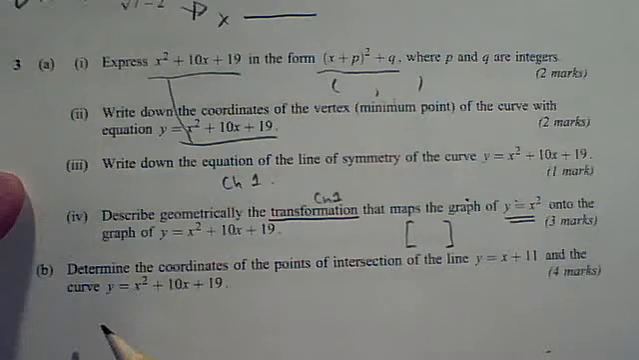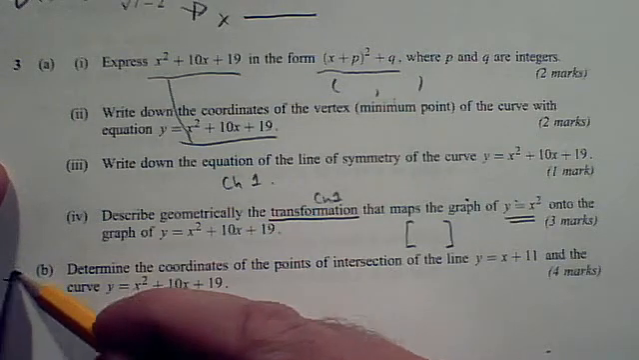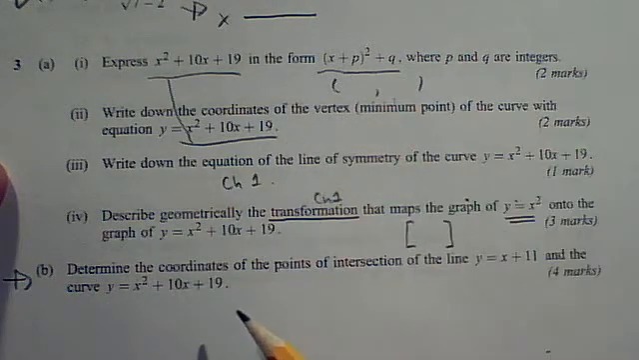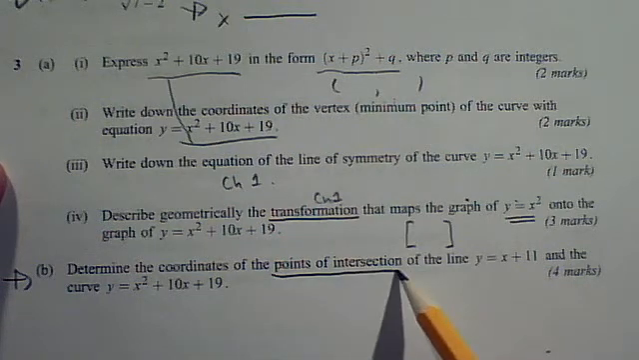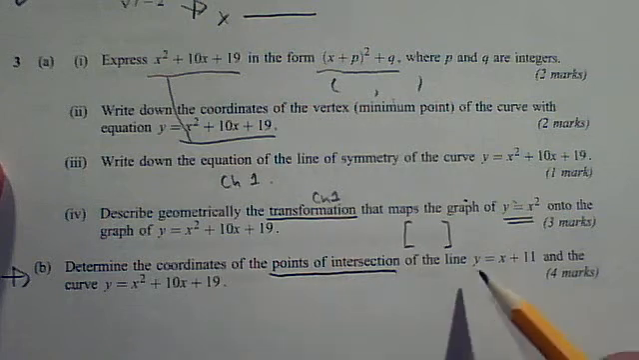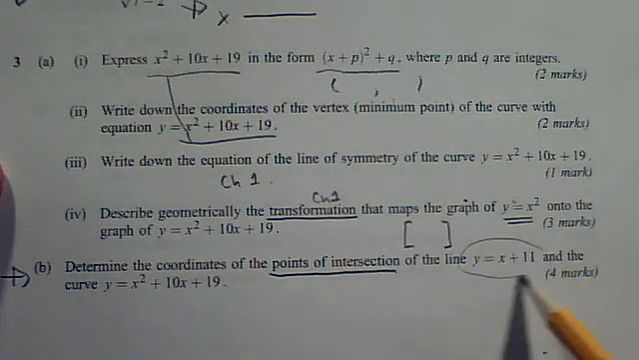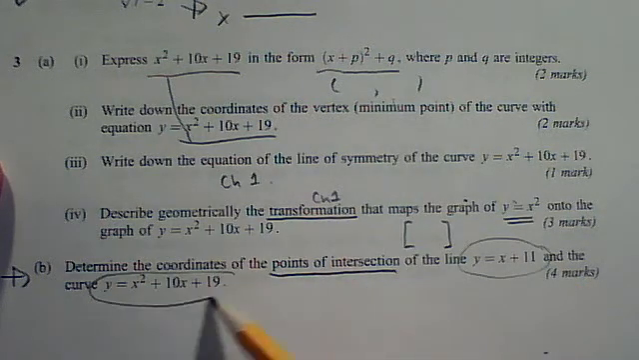And then in part B, this is a re-entry point. You don't have to have done any of that in order to get 4 marks on part B. We've got points of intersection. As soon as you pick that up, you're looking for simultaneous equations. And we've got the two equations of the two graphs.